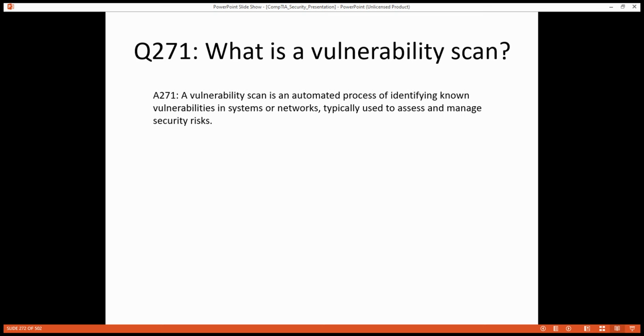Q271. What is a vulnerability scan? A271. A vulnerability scan is an automated process of identifying known vulnerabilities in systems or networks, typically used to assess and manage security risks.